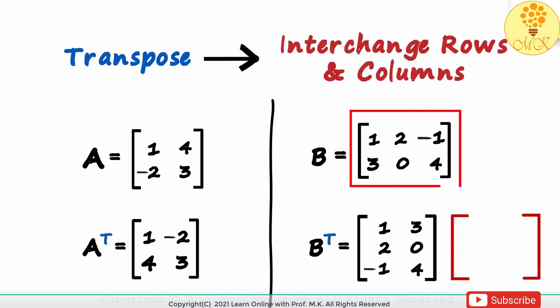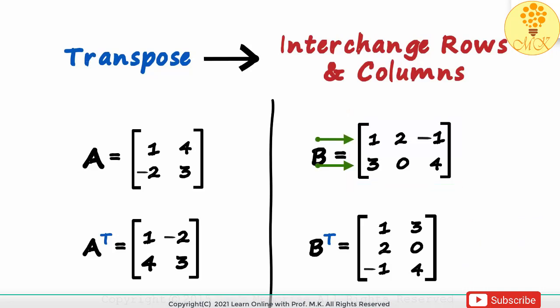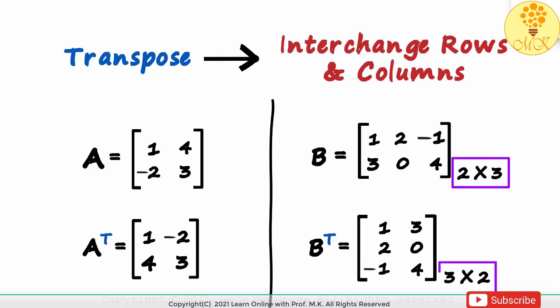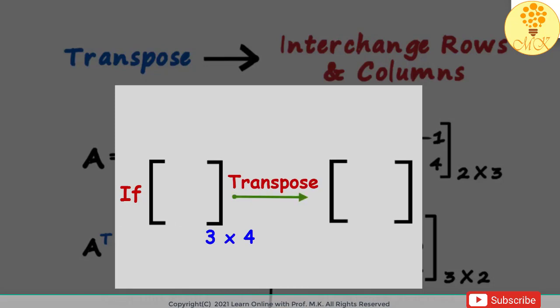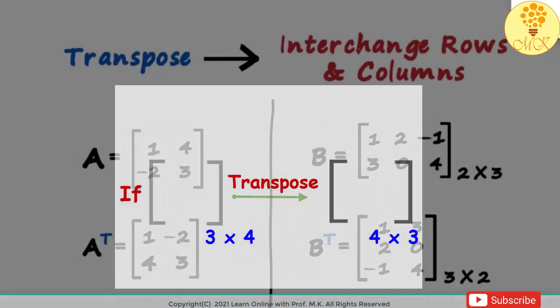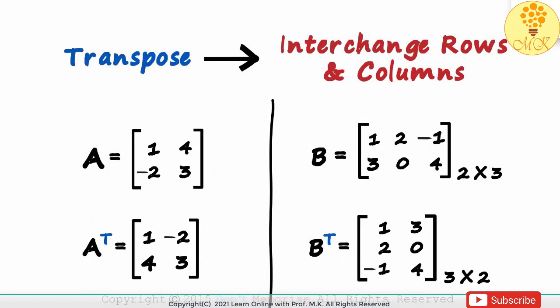What is the order of matrix B? It has 2 rows and 3 columns. Its order will be 2 by 3. And B transpose has 3 rows and 2 columns. 3 by 2. The order is also reversed. 2 by 3 becomes 3 by 2. If the matrix is of order 3 by 4, then its transpose will be of the order 4 by 3. We will look at more examples over the next few sessions.